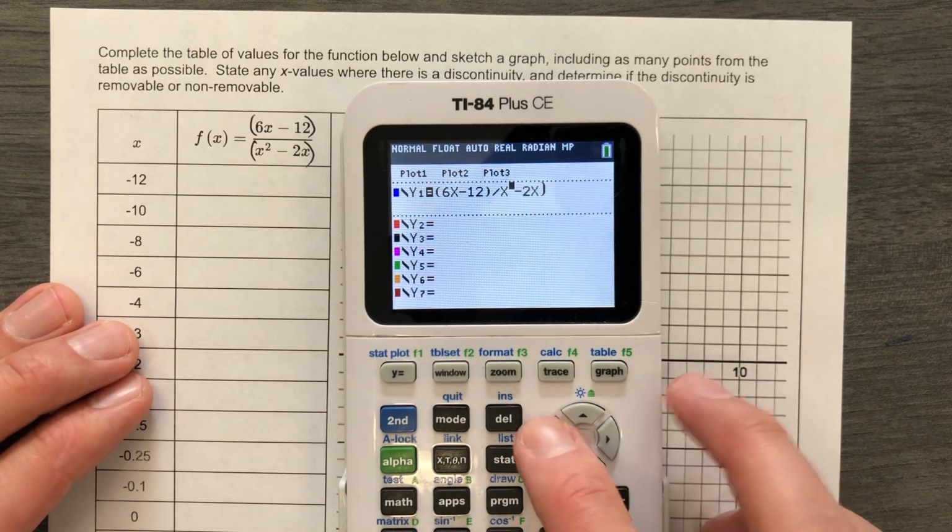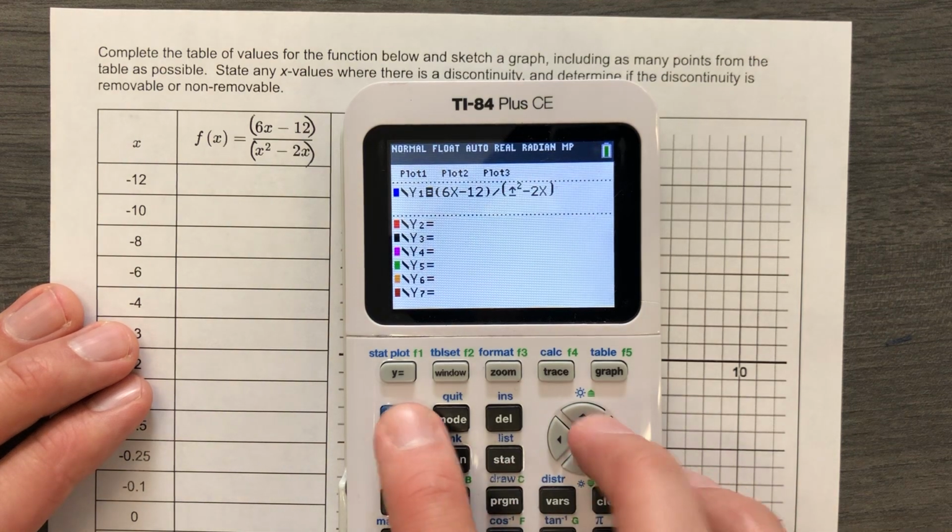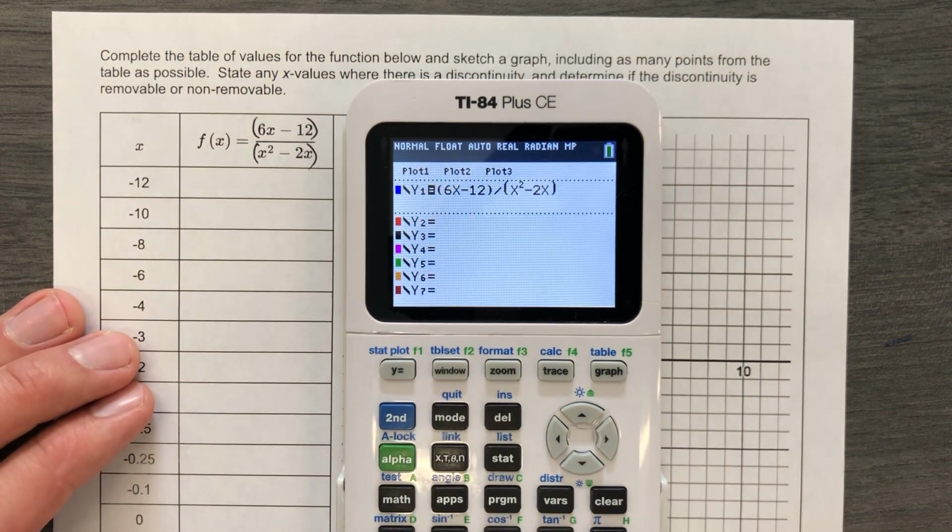Whoa, all that parenthesis talk, and I didn't do it. Been doing this for decades and didn't do it. Man, it's awful. All right, there we go.